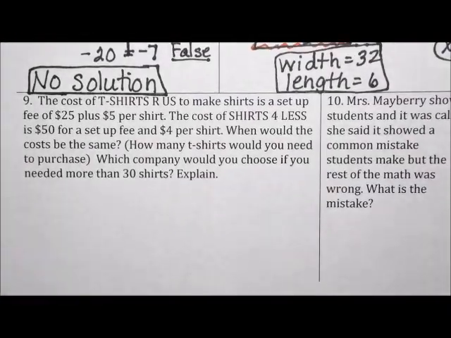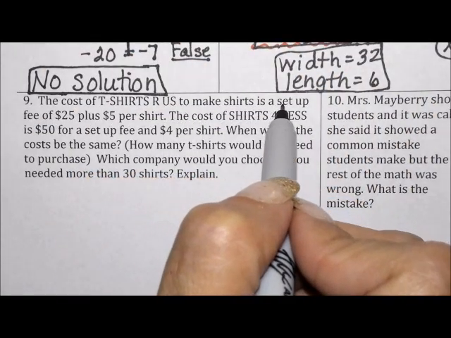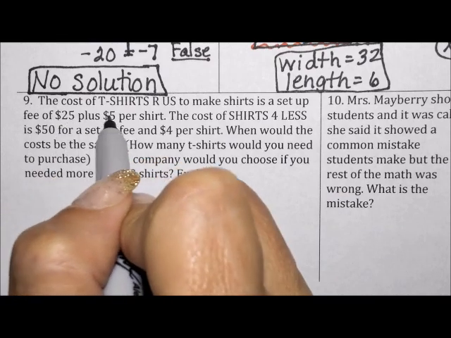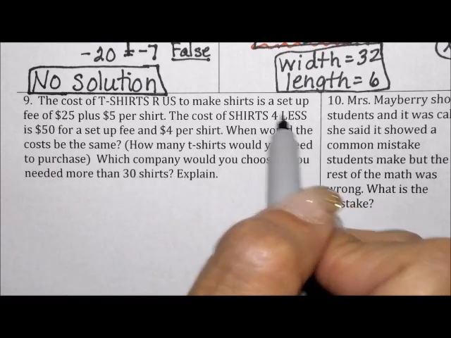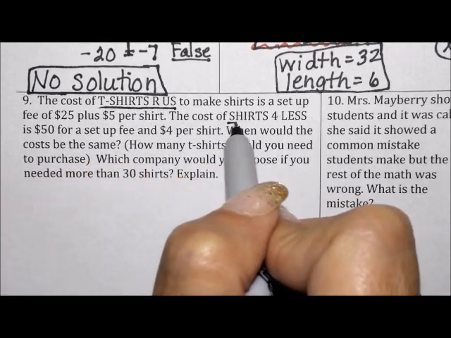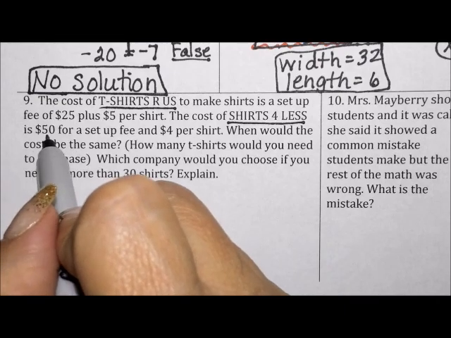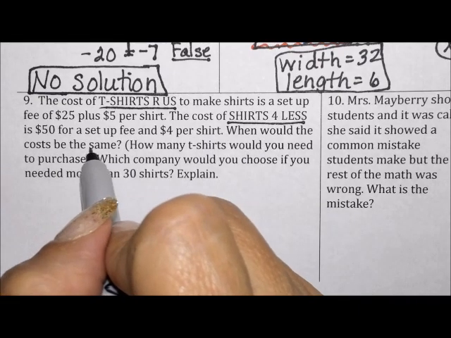The cost of t-shirts RS to make shirts is a setup fee of $25 plus $5 per shirt. The cost of shirts for less, oh, these are the names. Okay, T-shirts RS and shirts for less is $50 to set up and $4 a shirt. When would the cost be the same?